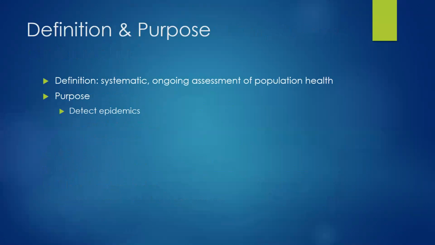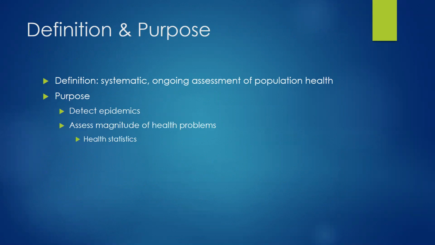So first, surveillance system. Surveillance really means it's a systematic and ongoing assessment of population health. So not just a one-off survey, but something that happens consistently over time. There are multiple reasons we might set up a surveillance system.